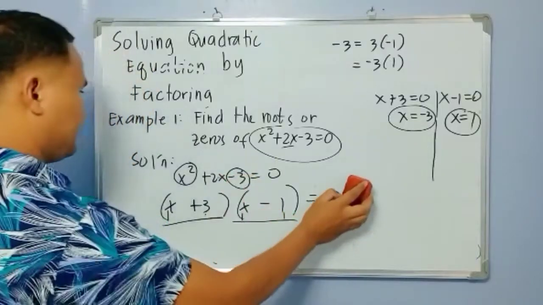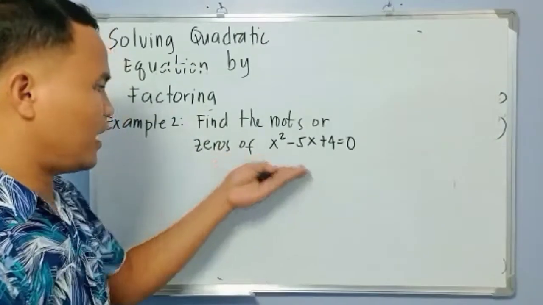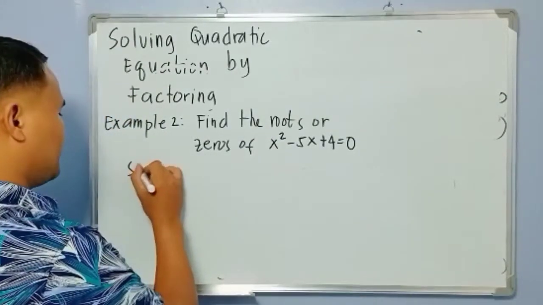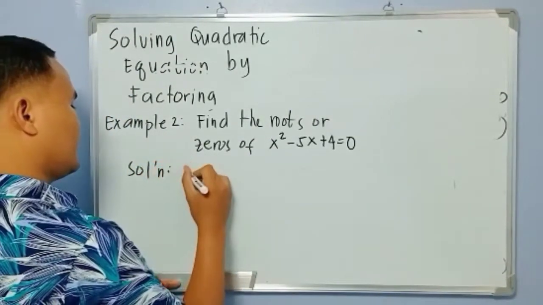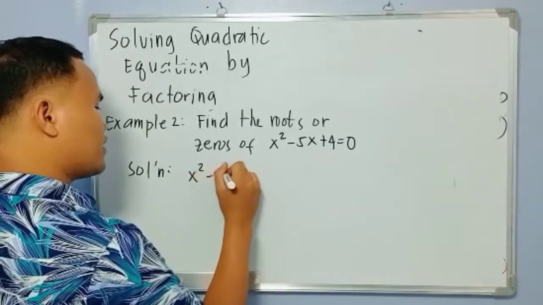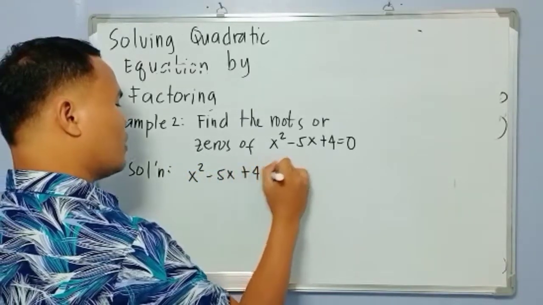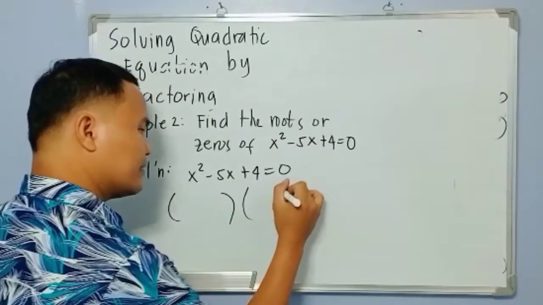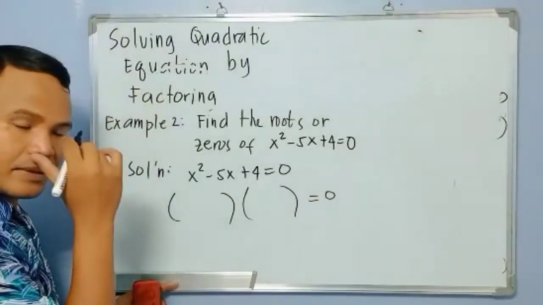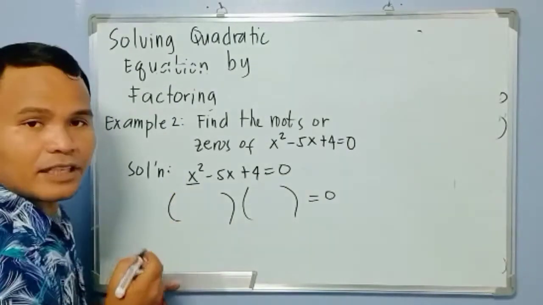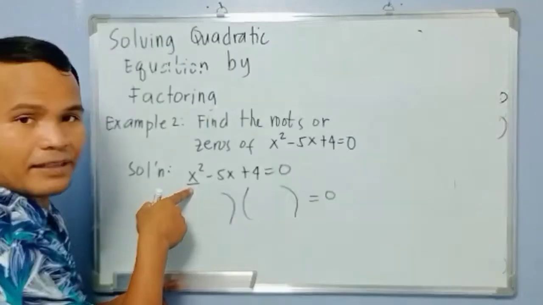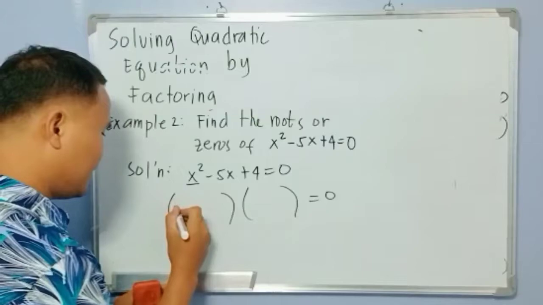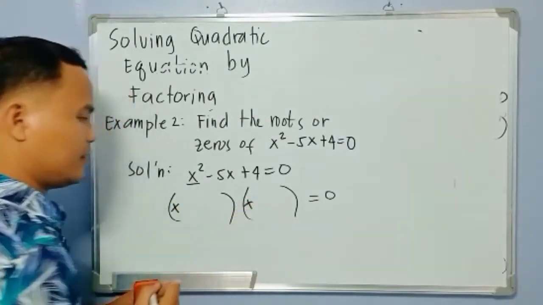Okay, another example. Find the roots or zeros of x squared minus 5x plus 4 equals 0. Solution. x squared minus 5x plus 4 equals 0. Create two parentheses, then equate to 0. Then factor the first term. Our first term is x squared, or the quadratic term. So the factors of the quadratic term are x times x.